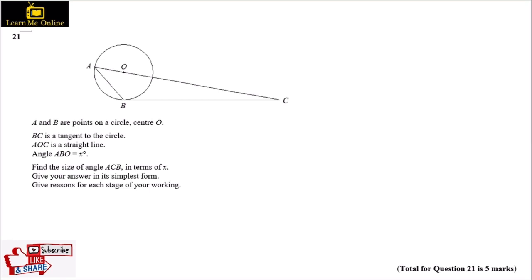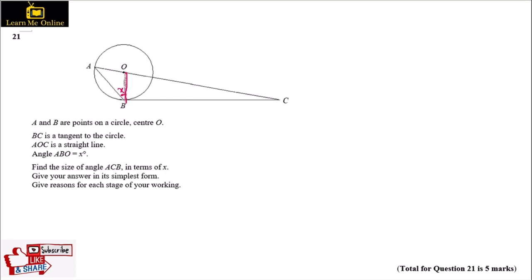Alright, so here we have got the question on the circle theorem. This says that A and B are points on the circle with center O. BC is tangent to the circle, AOC is a straight line, and angle ABO is x. So first of all, I'm going to draw the angle ABO. So I'm going to make a straight line over here, and we know that this angle ABO equals x, so I'm going to draw this angle x over here. So this is a line over here, this is the angle x over here. Okay, now find the size of the angle ACB.